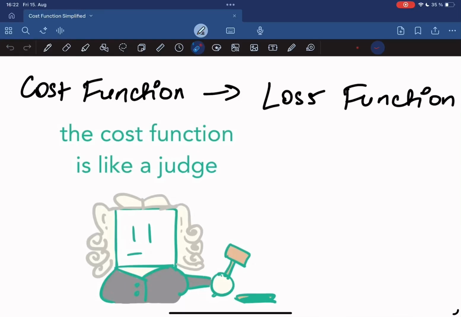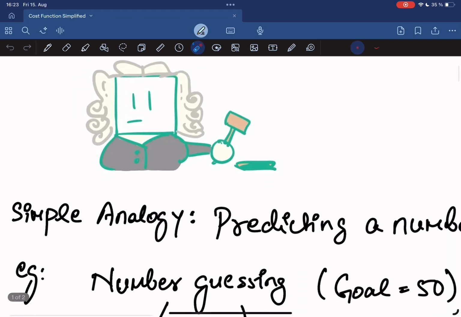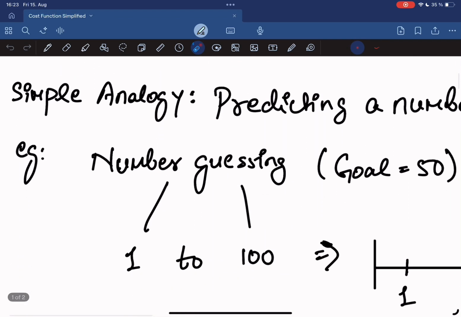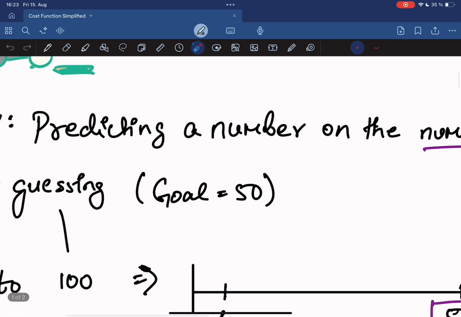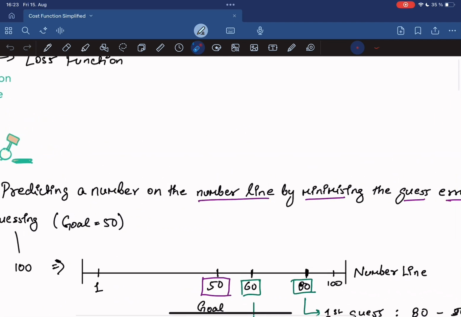Hello everyone, let's talk about cost function, also known as loss function. Think of a cost function like a judge, which basically measures the performance of a machine learning model. Let me give you a simple example for guessing a number between 1 to 100. Let's take a simple analogy for this, predicting a number on a number line by minimizing the guess error.